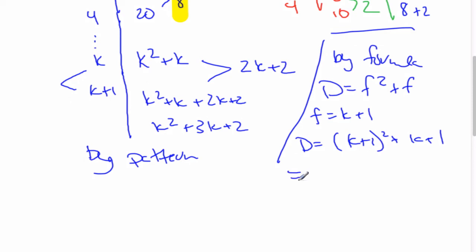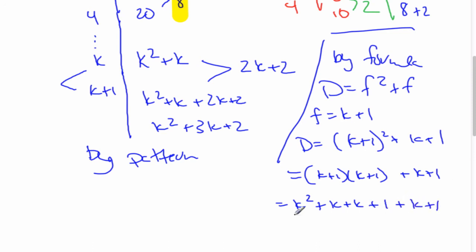Now, if I expand this out, k plus 1 times k plus 1. First terms are k squared. Outside would be k, inside would be k, and last would be 1 times 1 is 1. And then we've still got our k add 1 at the end. If we collect like terms here, we're going to get k squared, add 3k, add 2.